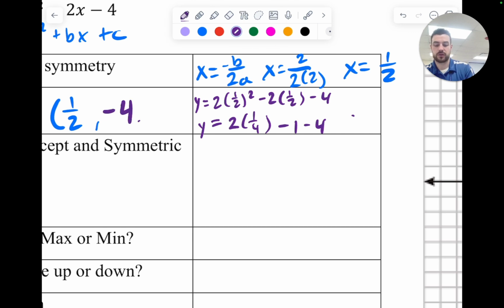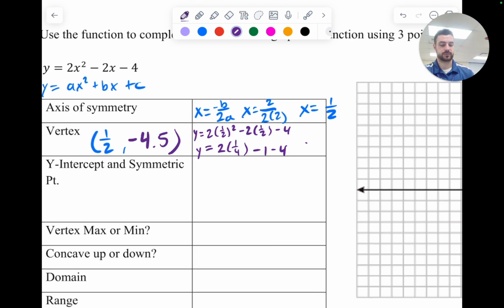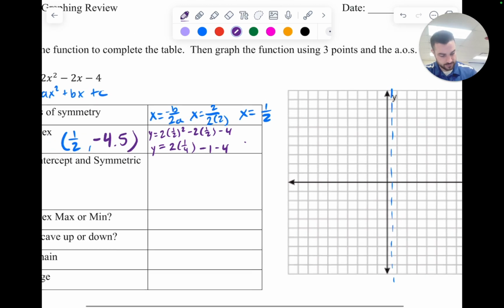negative 4.5. So we get a vertex value, it's going to be right about there.